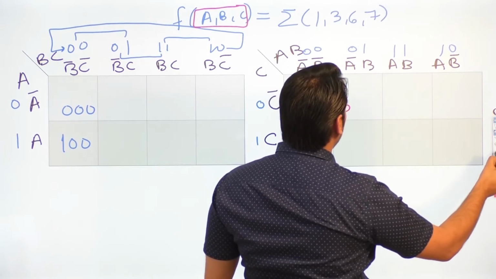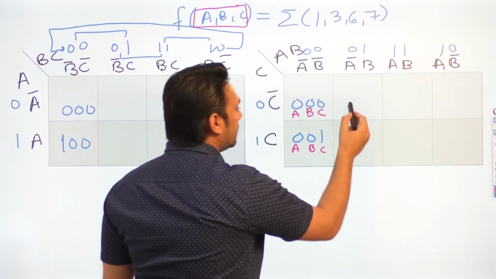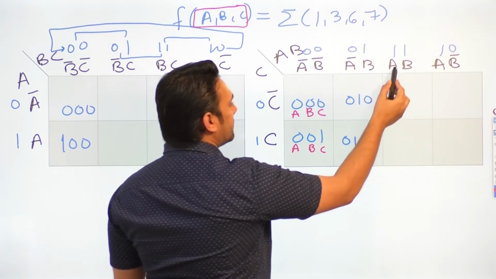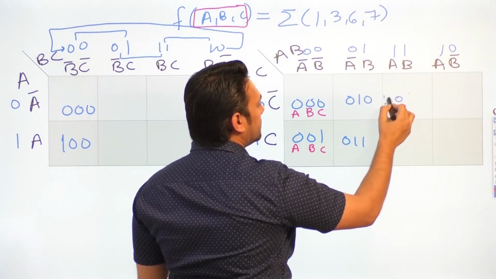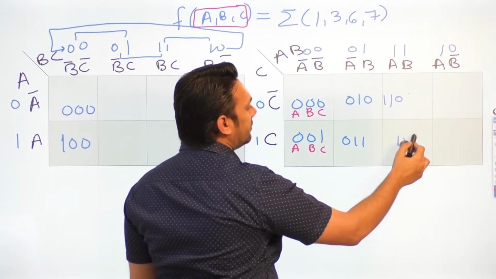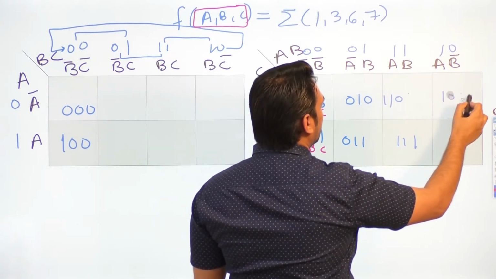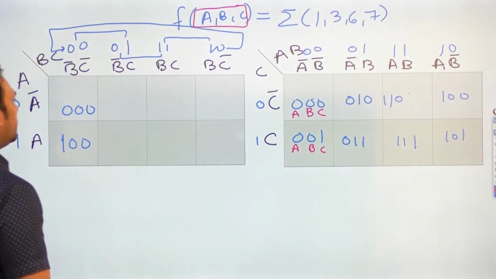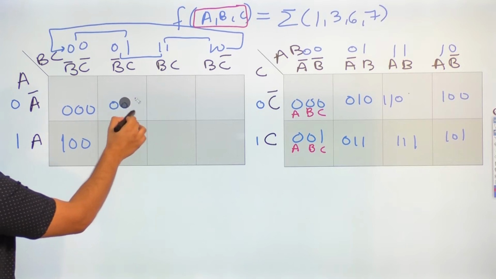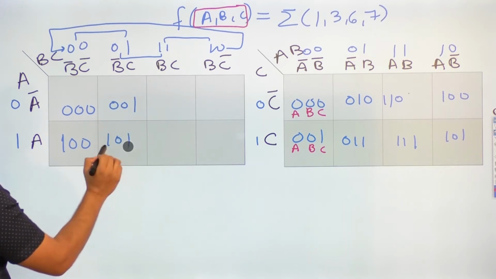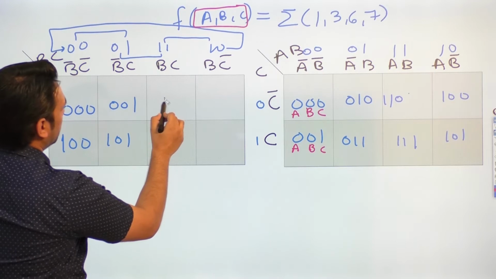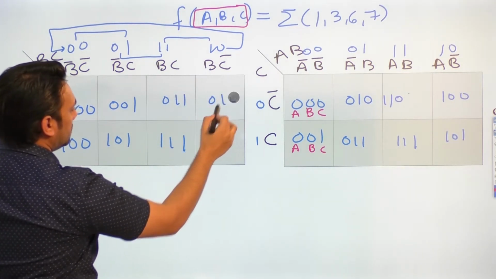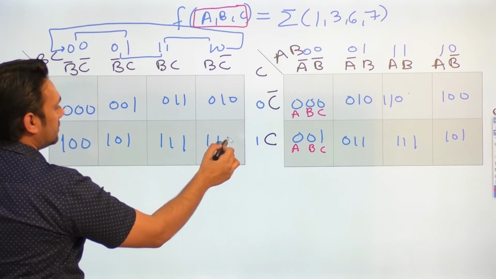Let me use the same color. So this is representing 0 1 0. This is representing 0 1 1. This is 1 1 1. This is 1 0 0. This is 1 0 1. Here, if you look at this one, then this is 0 0 1. This is 1 0 1. This is 0 1 1. This is 1 1 1. This one is 0 1 0. This is 1 1 0.